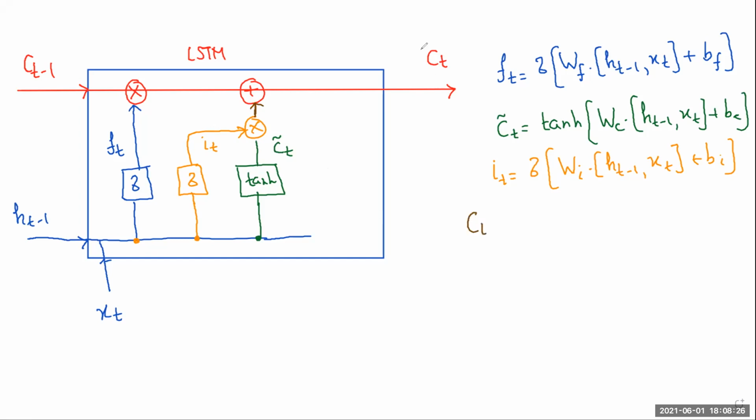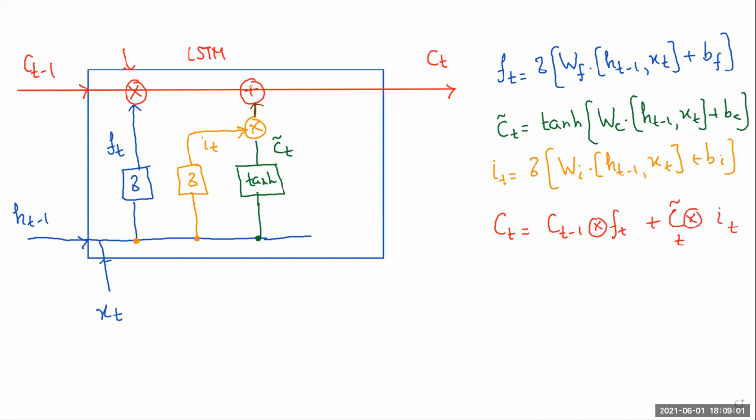Maybe I use the same color so that you can correlate. Yeah, so CT is the new cell state. Now you see FT into CT minus 1 means you are forgetting something. So you write, this is coming from previous, and what you want to forget is controlled by FT. Now plus, what are you adding? This candidate controlled by IT. So you write candidate cell state controlled by the input layer.